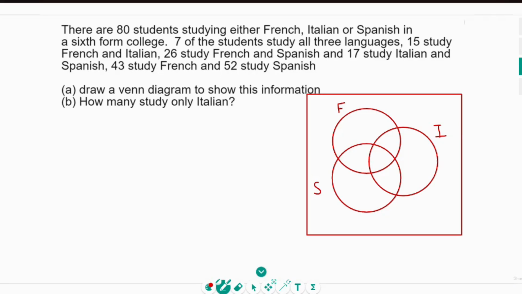I always start from the middle and work out if I can. We've got 7 studying all 3 languages. I'm going to start with that sentence. Because they study all 3, it goes in the middle. Now you've got to be careful with the next bit. We have 15 studying French and Italian.